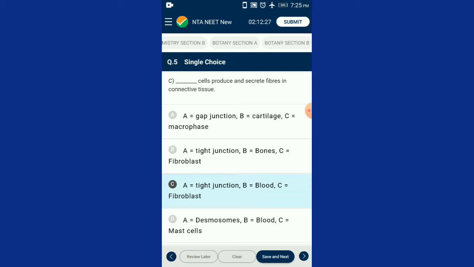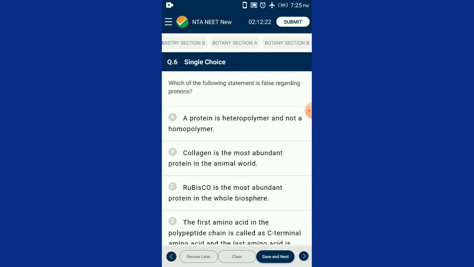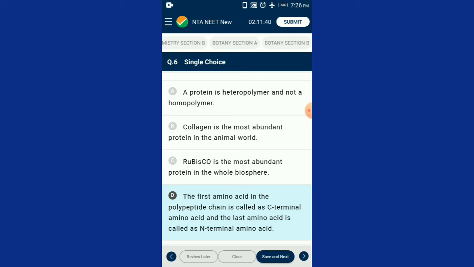Question number 6. Which of the following statements is false regarding proteins? Amino acids get polymerized to form a peptide chain by the linkage of successive amino acids through peptide bonds. A peptide bond is formed between two amino acids by eliminating a water molecule. The polarity of a polypeptide chain is due to its different polar terminal groups. In a polypeptide chain, one end contains an amino group, which is called the N-terminal, while the other end of the polypeptide chain contains a carboxyl group, COOH, which is known as the C-terminal of the polypeptide chain. So the answer is option D. The first amino acid in the polypeptide chain is called the C-terminal, and the last amino acid is called the N-terminal amino acid is given. That is false regarding proteins.